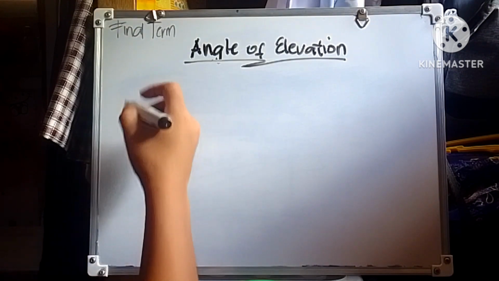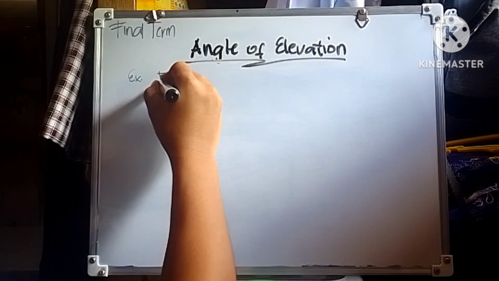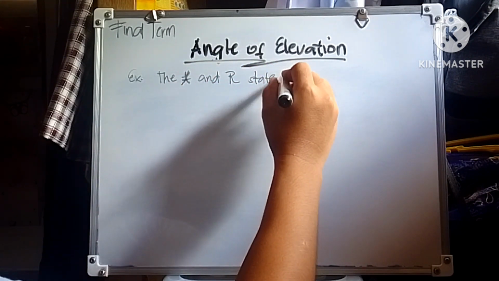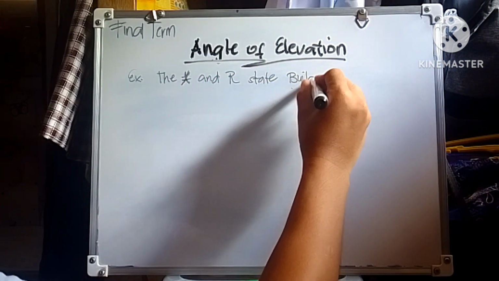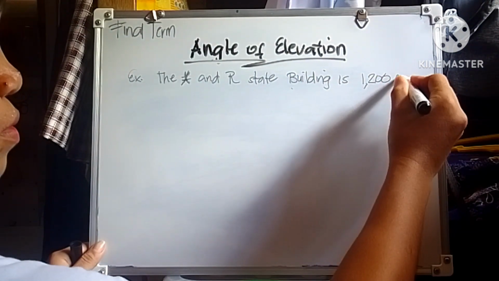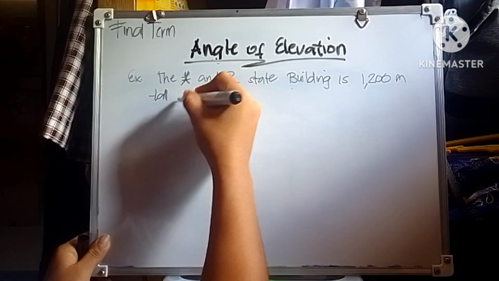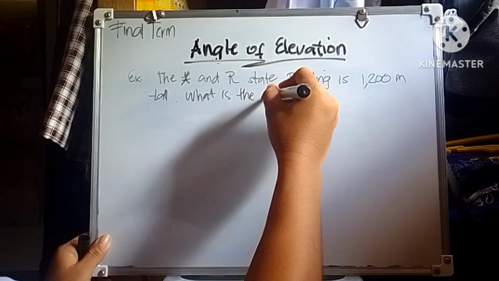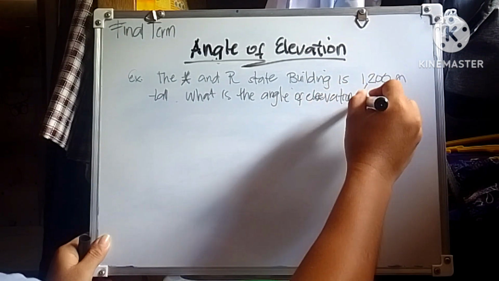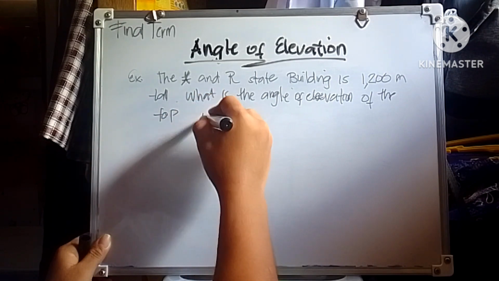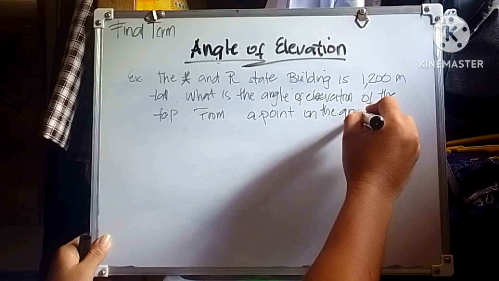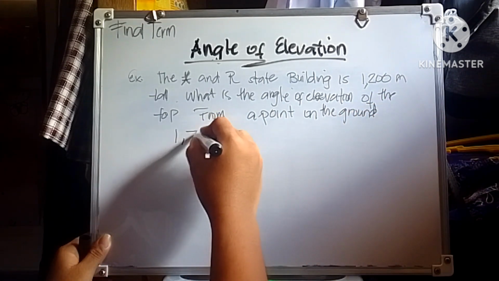In finding or solving the angle of elevation, we can also use trigonometric ratios. So we have here a sample problem. The A and R state building is 1,200 meters tall. What is the angle of elevation of the top from a point on the ground 1,750 meters from the base of the building?